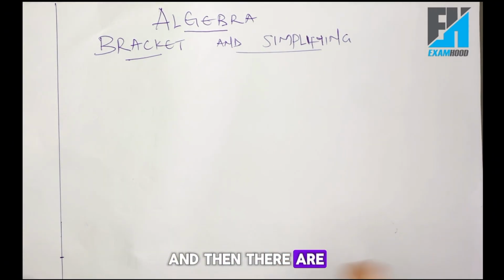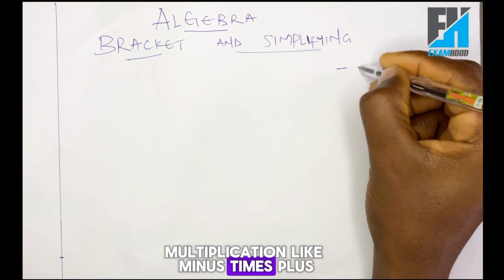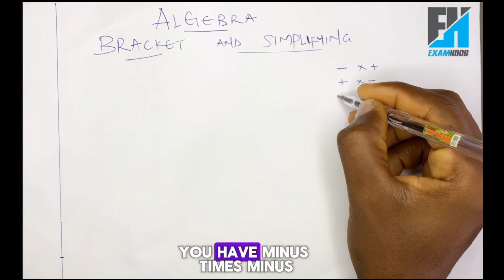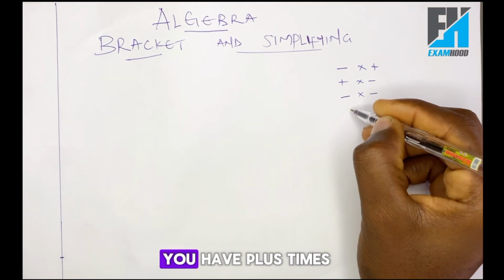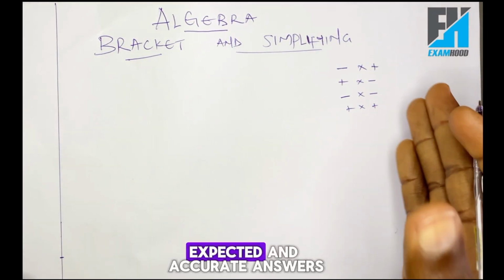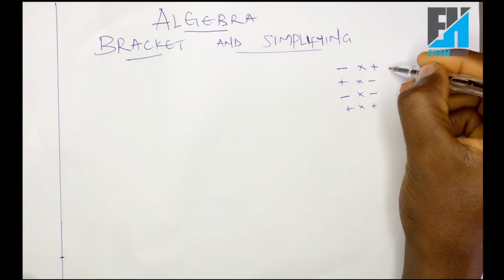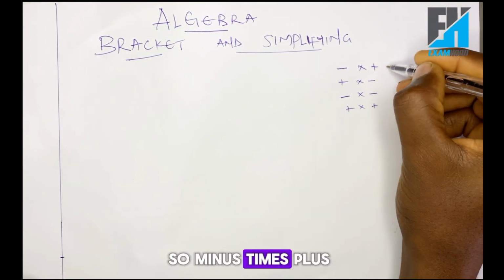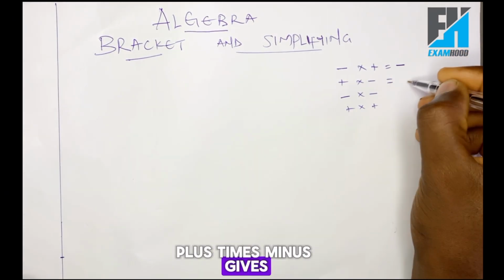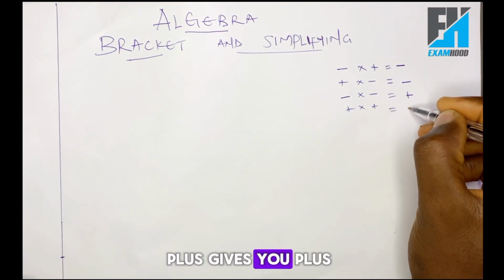And then there are times that you have sign multiplication, like minus times plus, plus times minus, minus times minus, plus times plus. And what are the expected and accurate answers you are supposed to put when you see stuff like this? So minus times plus gives you minus, plus times minus gives you minus, minus times minus gives you plus, and then plus times plus gives you plus.